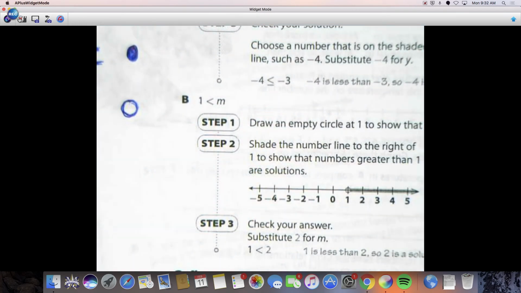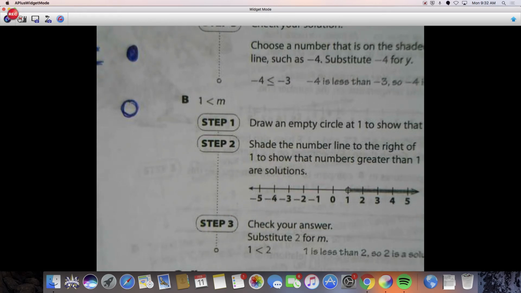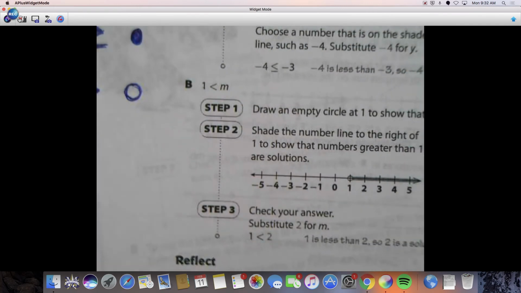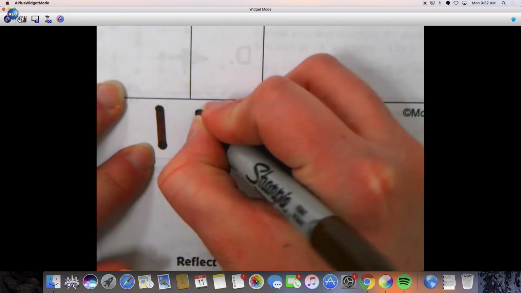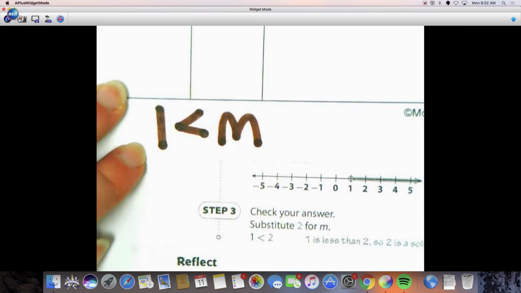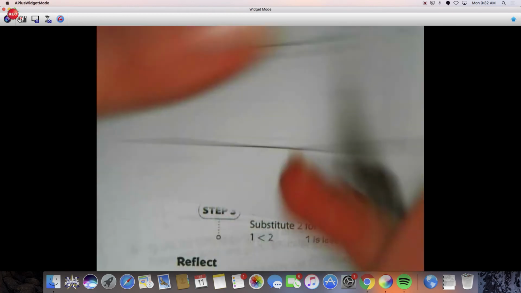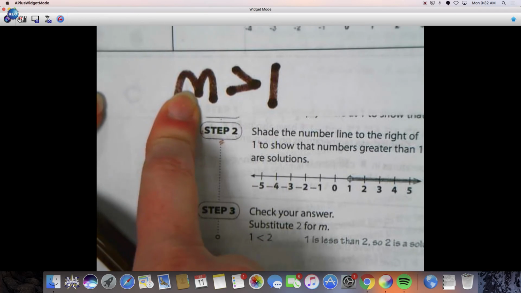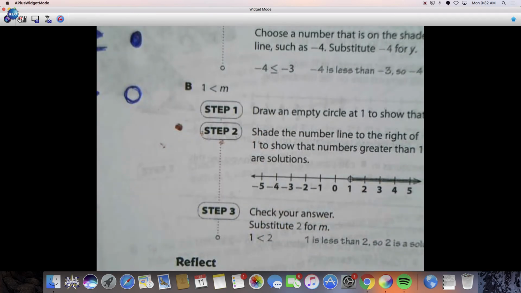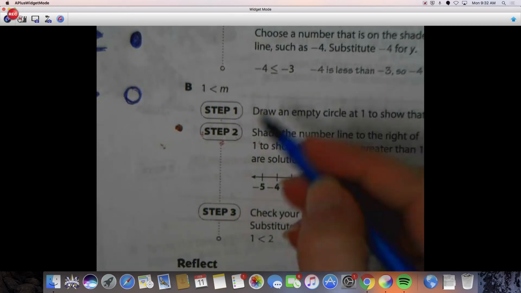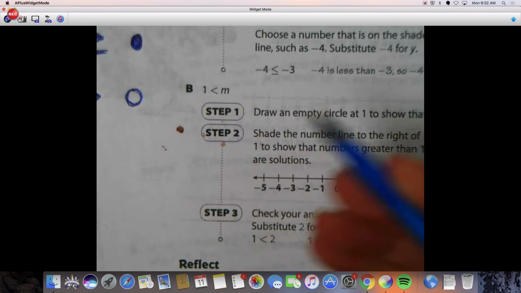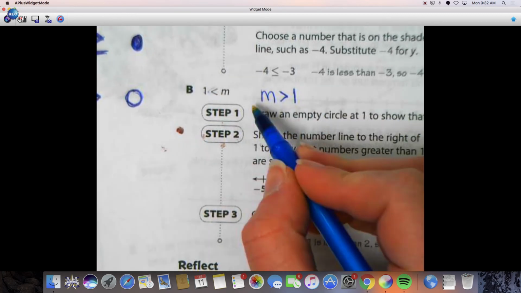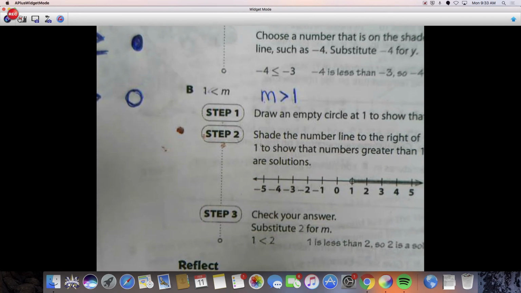If I were to write on a sheet of paper, 1 is less than m, I'm going to write that exact problem down on this sheet of paper. Watch what happens when I flip it. M is greater than 1. So, I flipped my order of numbers and I flipped my sign. You flip the entire thing. So we had 1 is less than m. We flip it to say m is greater than 1. You flipped the entire thing around.